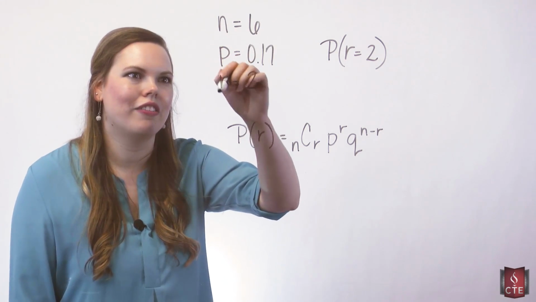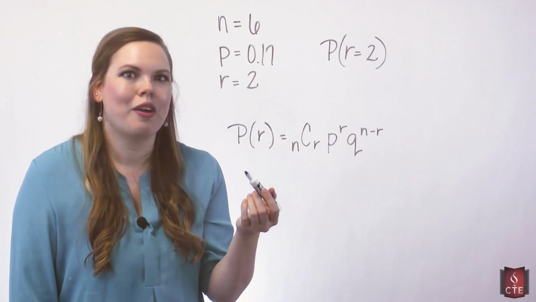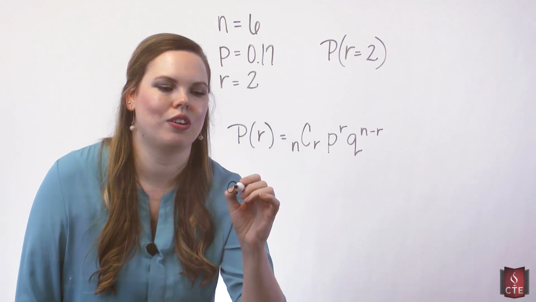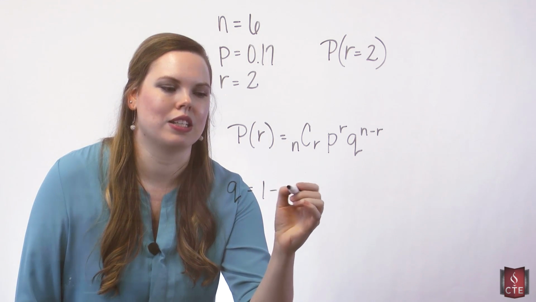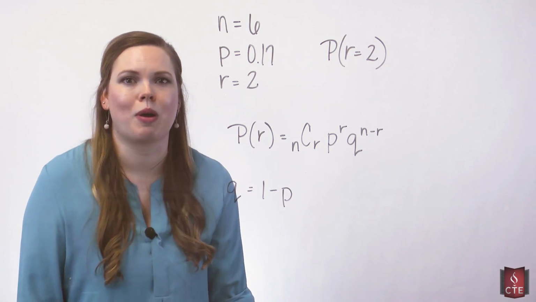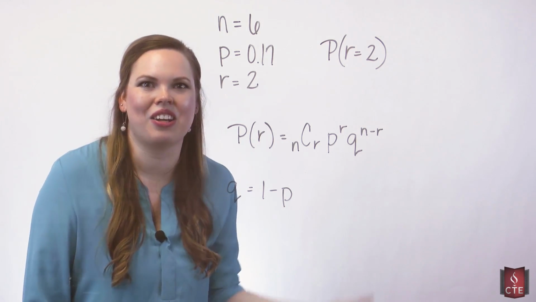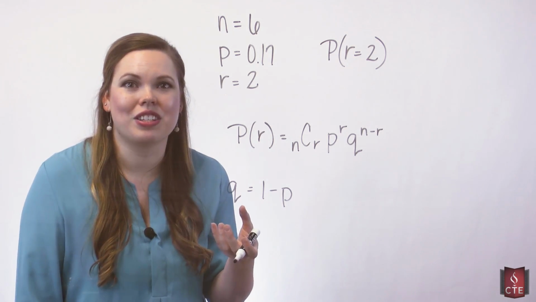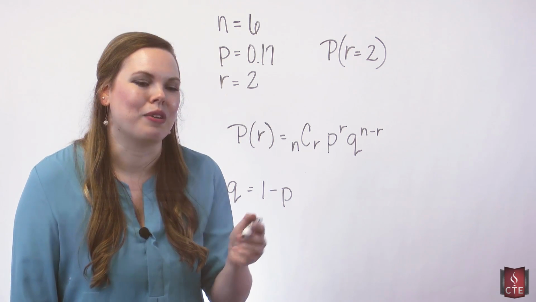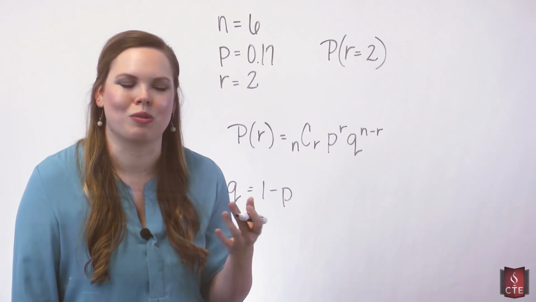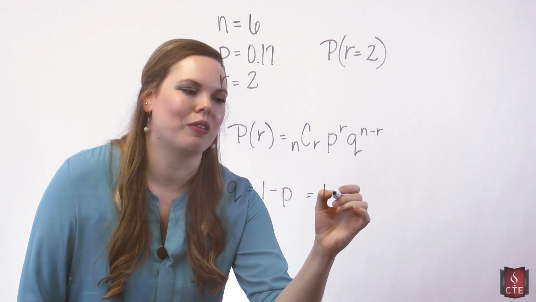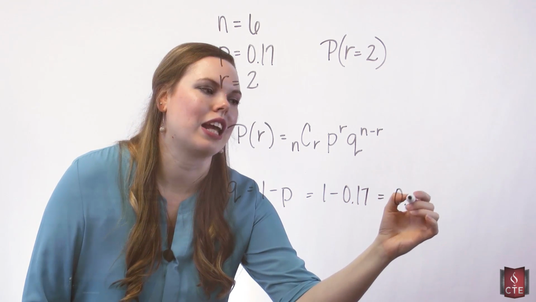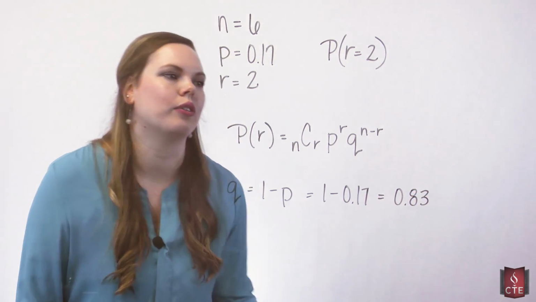We have all of the variables except for q, but we know that q is the probability of a failure. So q is 1 minus p, because p is the probability of a success. And you're going to either succeed or you're going to fail. So they're complements of each other. They cover the sample space. And so we know that q is 1 minus p. They should add to 1. So find that real quick. 1 minus 0.17 is 0.83 for our q.